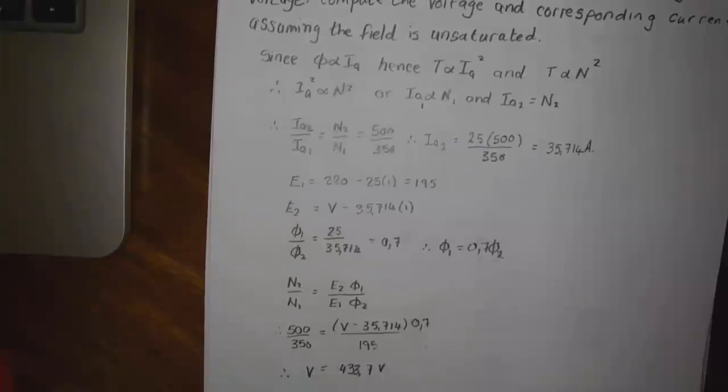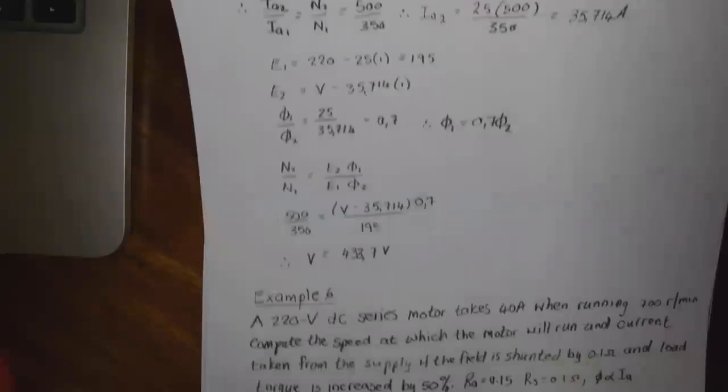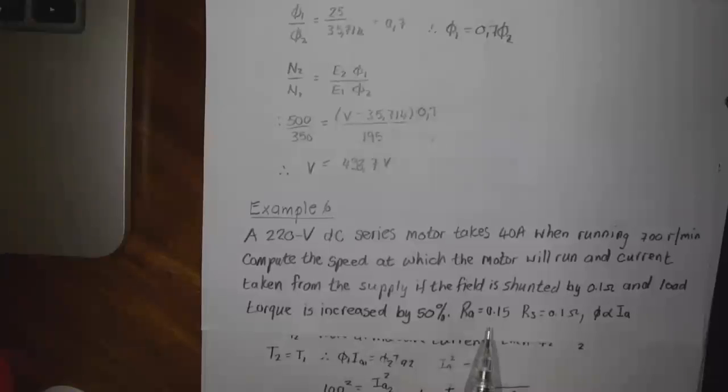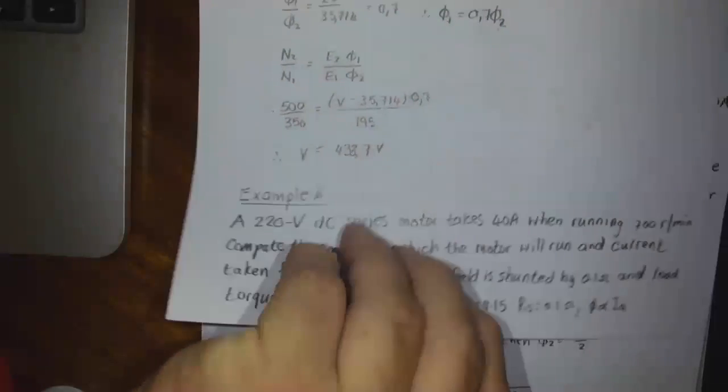All right, it says there, a 220 volt DC series motor takes 40 amps when running at 700 revs per minute. Compute the speed at which the motor will run and the current taken from the supply if the field is shunted by 0.1 ohm and load torque is increased by 50%. We have armature resistance is 0.15, RS is 0.1, and flux is directly proportional to the armature current.